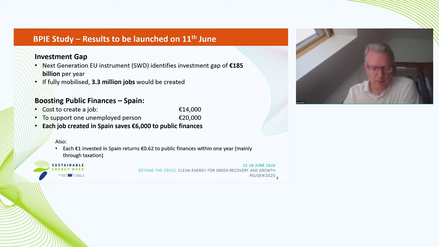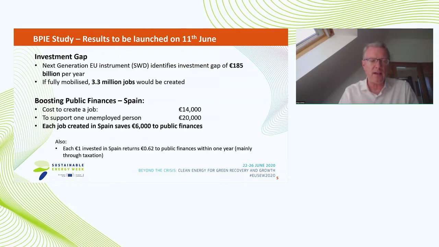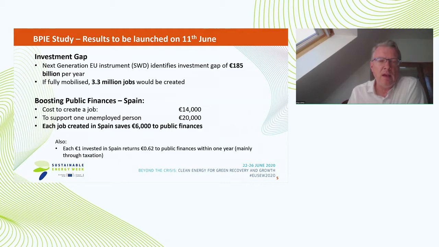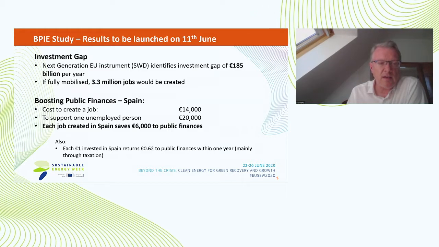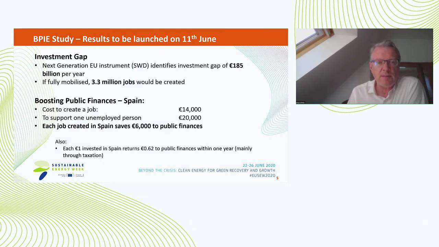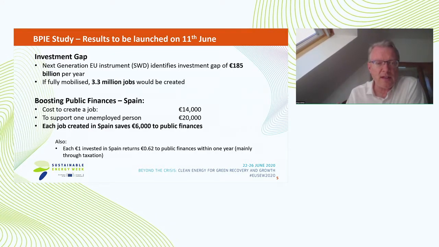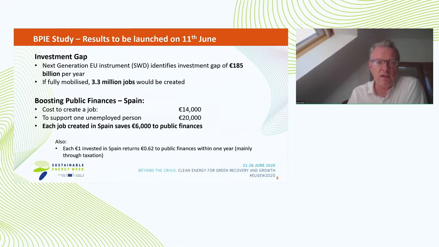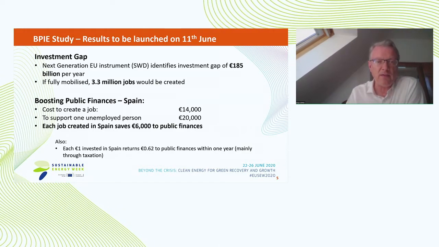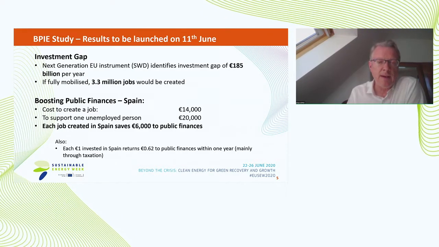Now, within the report, we found that there are other ways of thinking about the boost to public finances. Take Spain, for example. In the BPIE work, they found studies that show that to create a job in construction in Spain costs about €14,000, whereas to support a single unemployed person in the construction sector is €20,000. So for each job that Spain would create, they save €6,000 right away for their public finances.